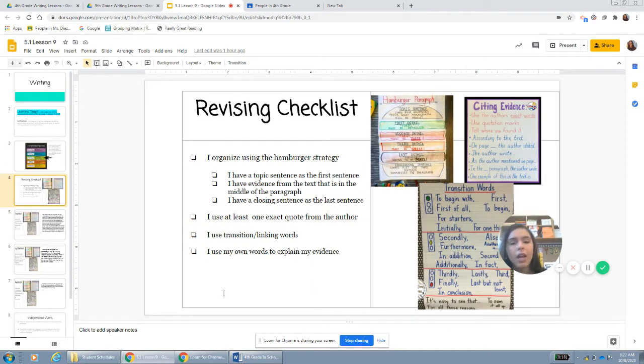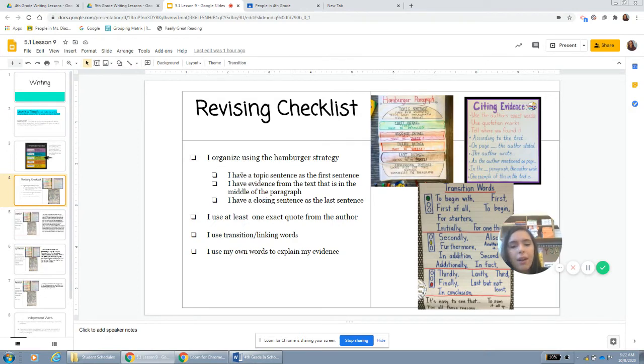So your revising checklist for this hamburger paragraph you've been working on has the following things. First one is I organize using the hamburger strategy. So here's the chart that we looked at. And these are the three things that you need in order for it to be a hamburger paragraph.